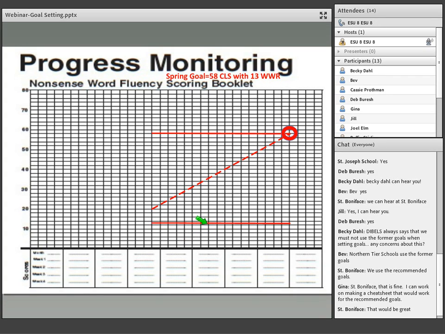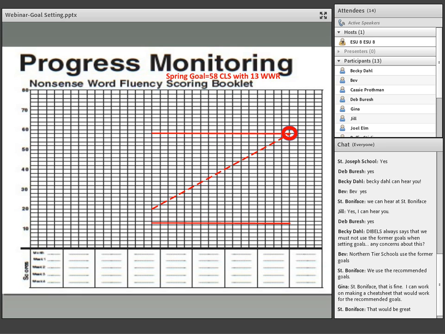So if he met that goal, would you move him into oral reading fluency even though he met the goal for oral reading fluency? I would definitely, if we're monitoring him on nonsense word fluency, I would definitely move him into oral reading fluency, and try to increase the accuracy. Yep, try to increase the accuracy and just really keep close tabs on him as the semester goes on. Good question.